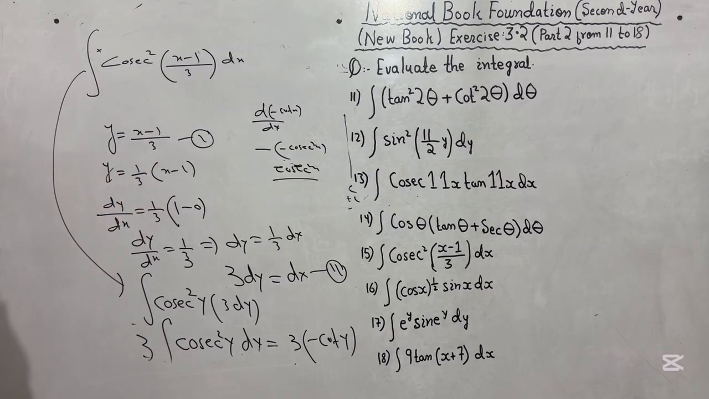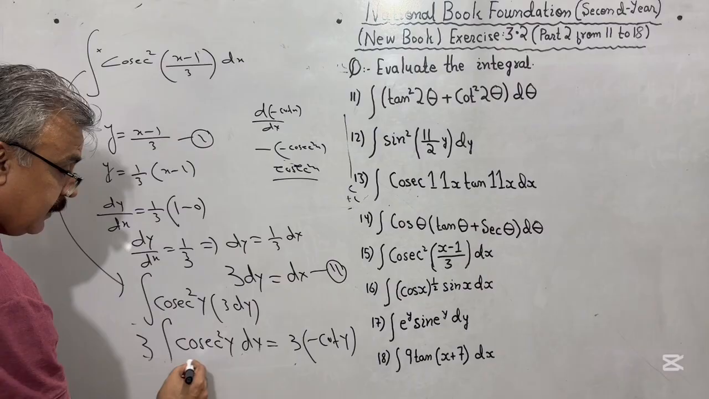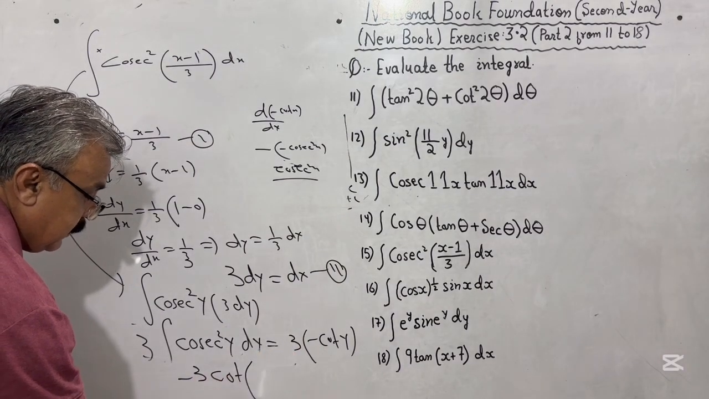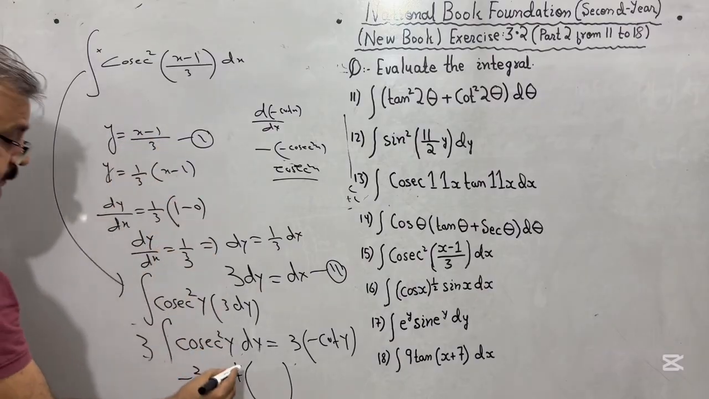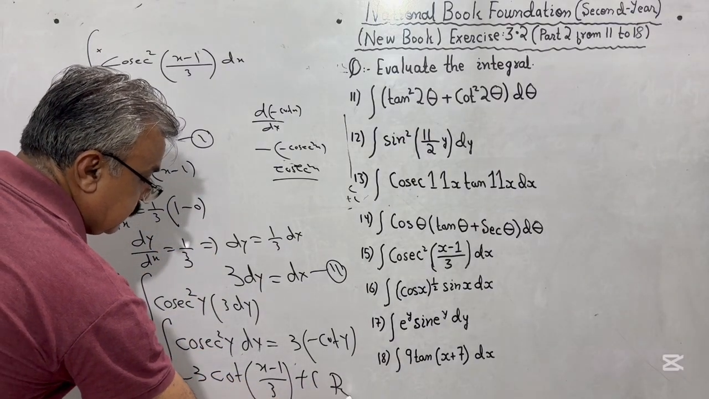Let me check whether I am in frame or not. I am. I can write one step more. Minus 3 cot of y, where y is x minus 1 over 3, plus c. That's our answer.